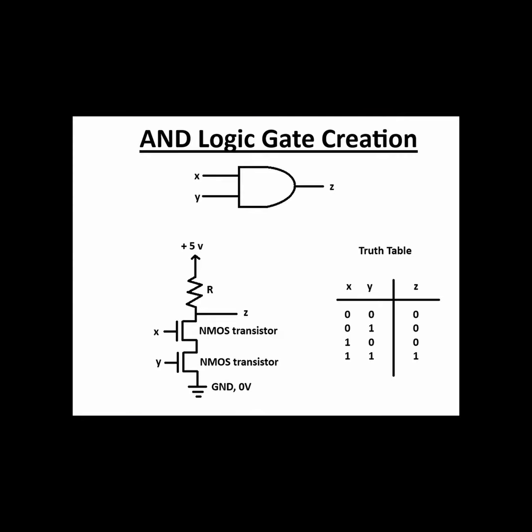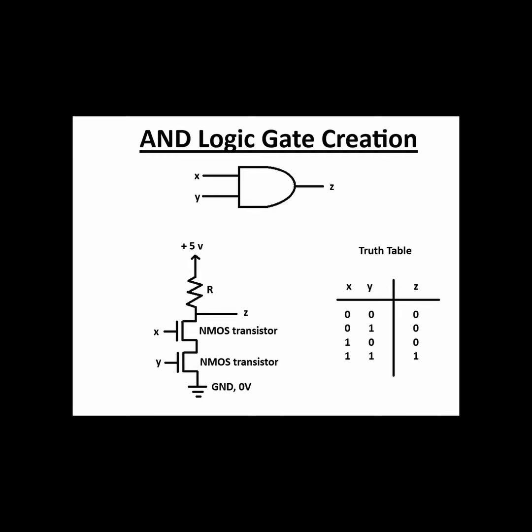How can we create an AND gate using NMOS transistors? An AND gate has 2 inputs, so we use 2 transistors. Our circuit is connected to a 5-volt power supply through a resistor and passing through 2 transistors in series to ground. In this case, the output is going to be 5 volts if either transistor is open, since there won't be a connection to ground.